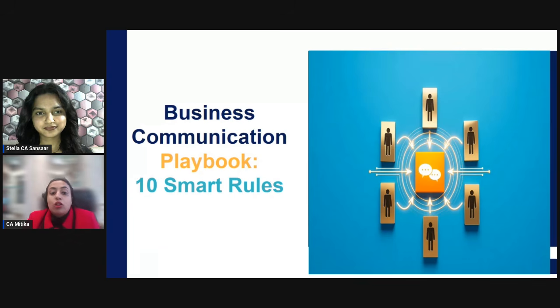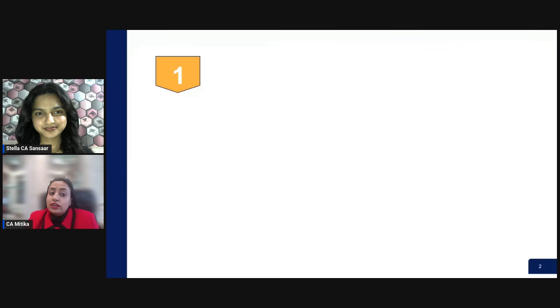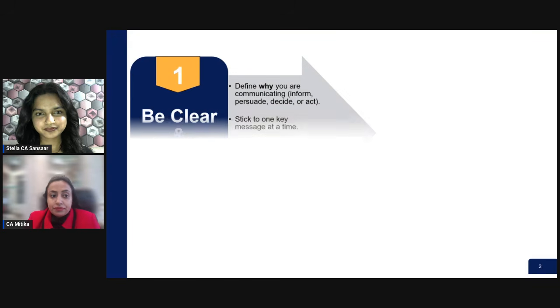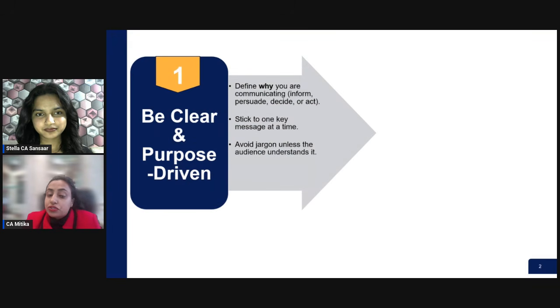Along with it, we'll also look at some of the do's and don'ts of business communication with some practical examples. So let's hop in. So, what does the first rule say? Be clear and purpose driven. Define why we are communicating.